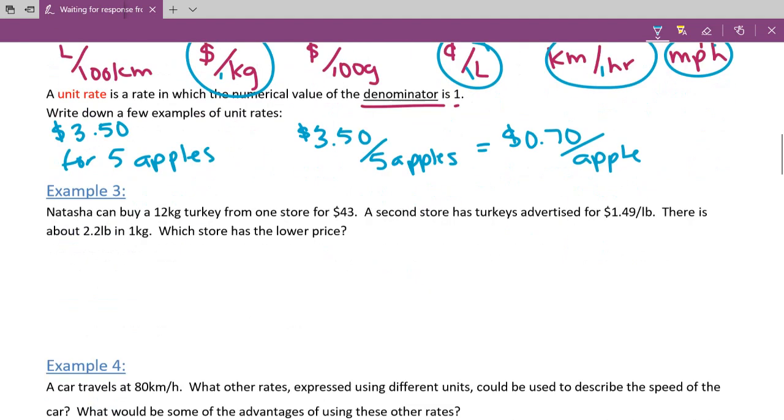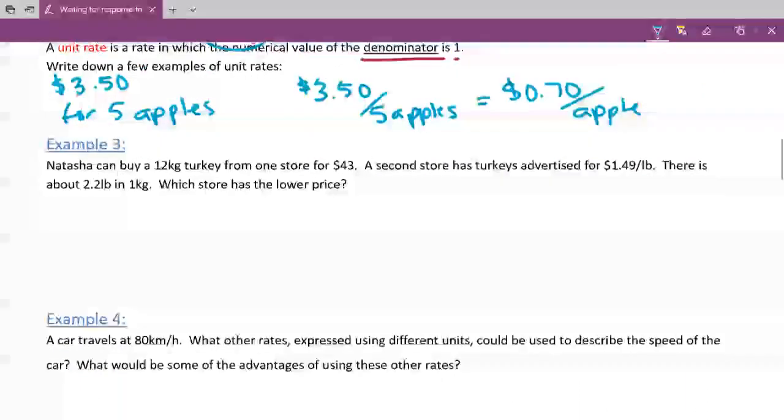So let's look at some examples with rates. Rates are especially useful for comparing two different things, right? If you want to know what's a better deal, or what costs more, or what's going to take longer or be quicker, when we compare them as rates, we can see that pretty quickly how these things relate. In this case, Natasha can buy a 12-kilogram turkey from one store for $43. A second store has turkeys as well, advertised for $1.49 per pound. Then they tell us that there's about 2.2 pounds for every kilogram. So that's our conversion factor. And they're asking us which store has the lower price.